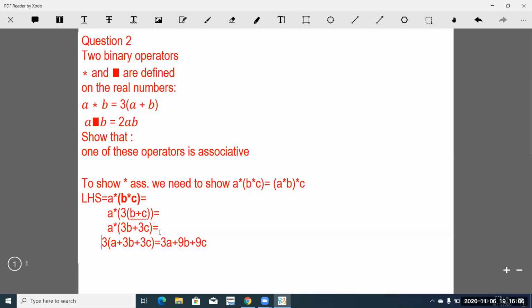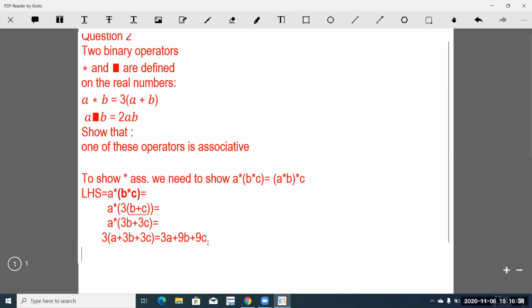So since that's all we need to work out, what we're solving now is A star 3B plus 3C. Now what is A star 3B plus 3C? 3 times A plus 3B plus 3C. Very good, nice. And that's how we end up getting this. And so the result is 3A plus 9B plus 9C.